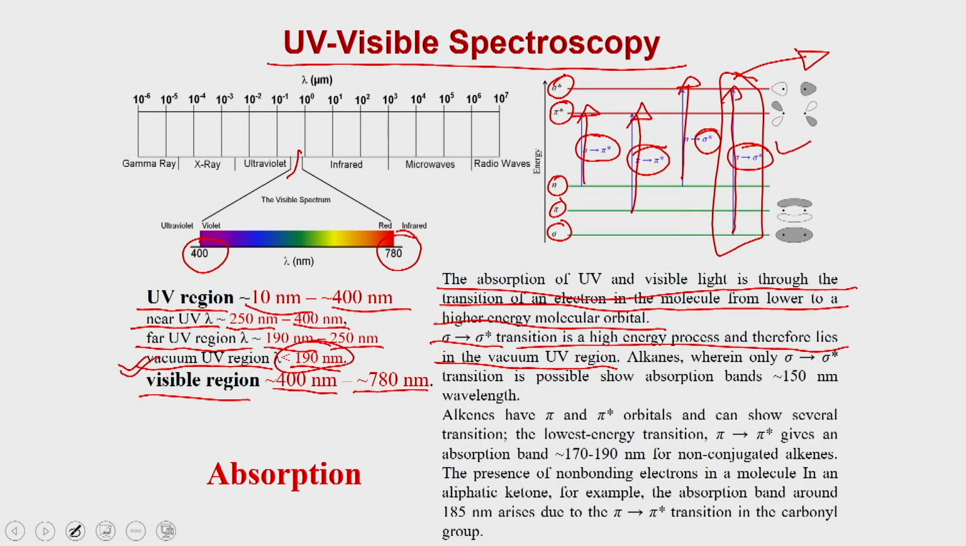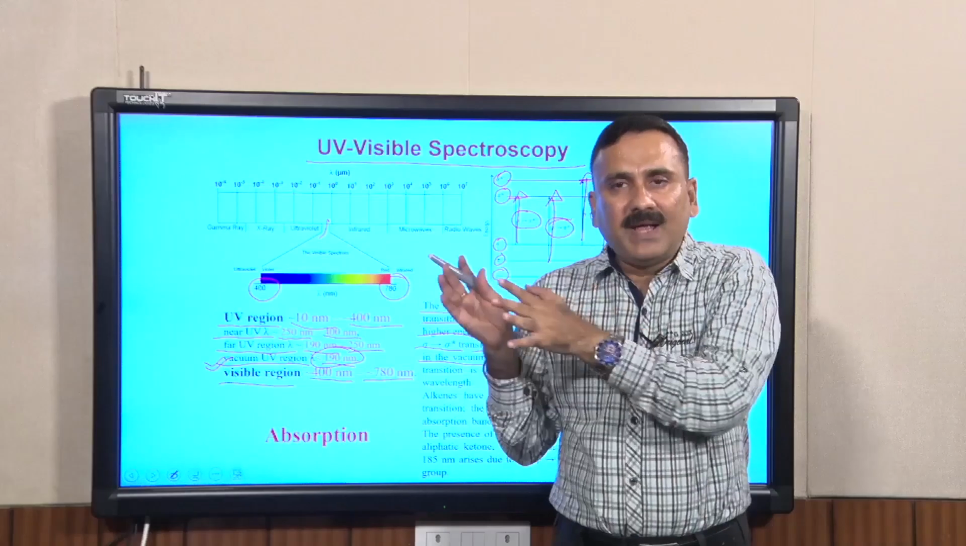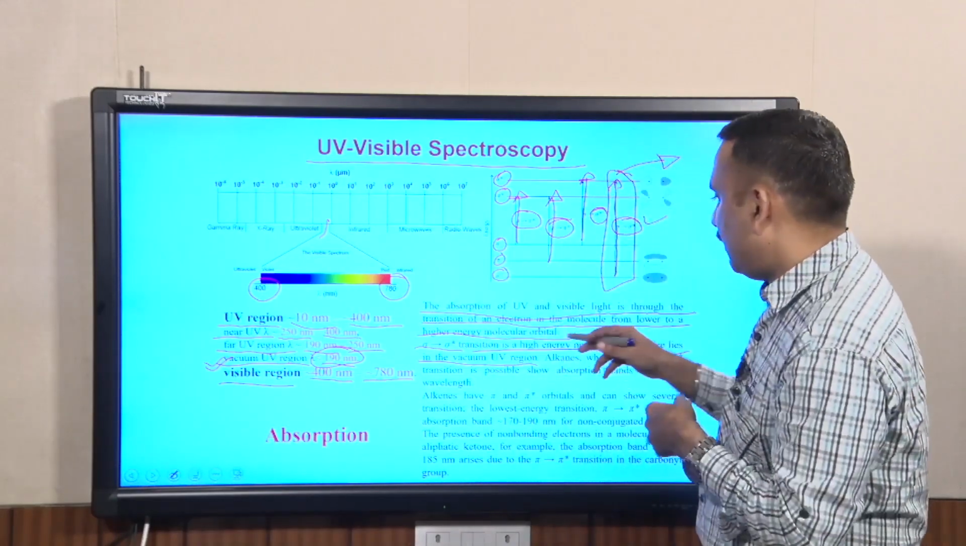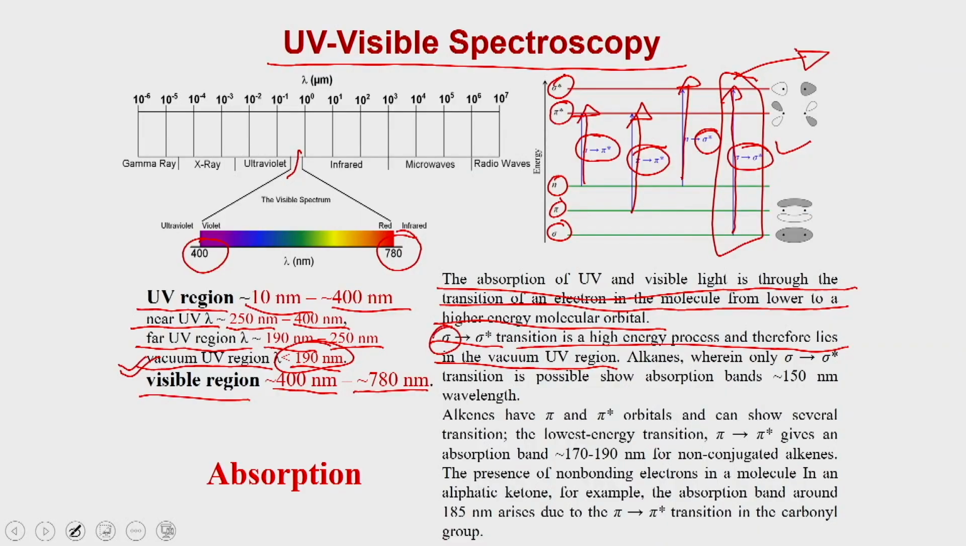As you might have seen in the initial formula, E is equal to hc by lambda. So, the lower the wavelength, the higher will be the energy. So, if there is a transition from sigma to sigma star, then this is a high energy process.